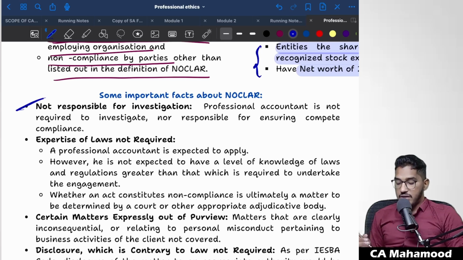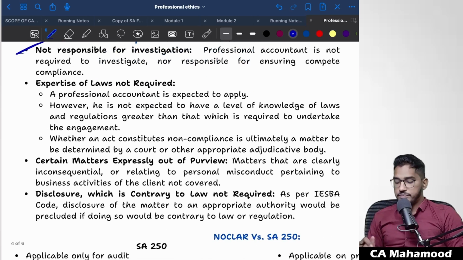So that is what they say here. Not responsible for conducting investigation. A professional accountant is not required to investigate, nor responsible for ensuring complete compliance. You are not supposed to do a detailed investigation of laws and regulations as a part of your normal responsibilities. In case you come across any non-compliance, that only you report. Don't do any separate investigation.